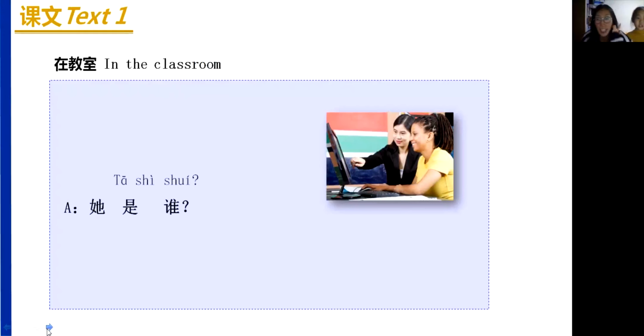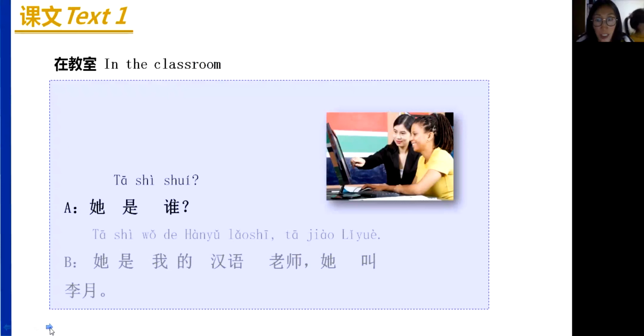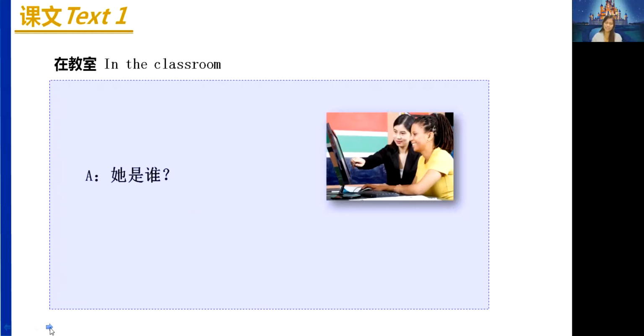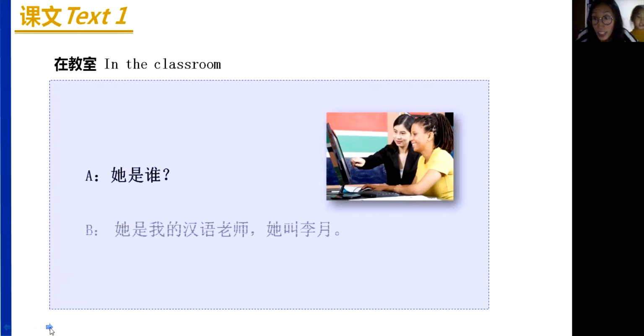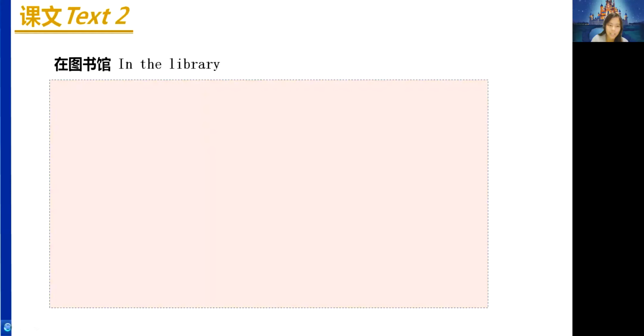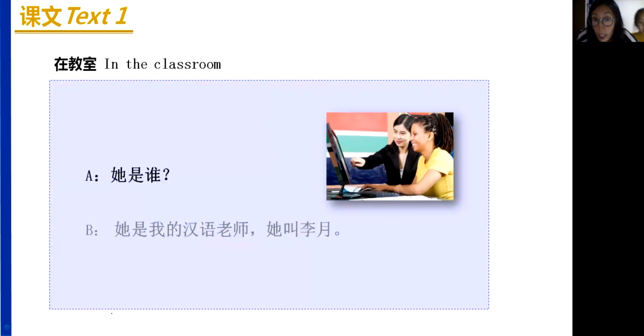In the classroom, Ta shi shui, who is she? Ta shi wo de Hanyu laoshi. Laoshi, ta jiao Li Yue. Ta shi shui. Ta shi wo de Hanyu laoshi, ta jiao Li Yue.